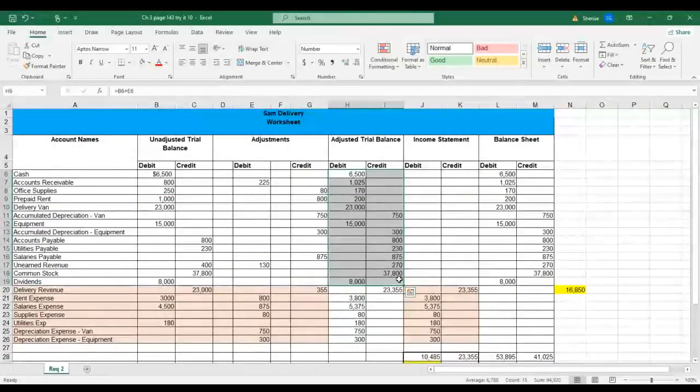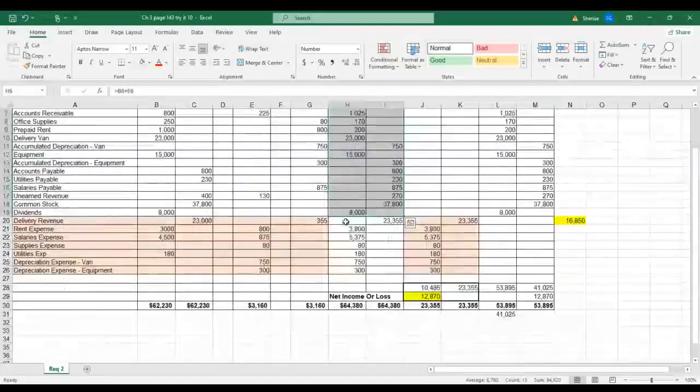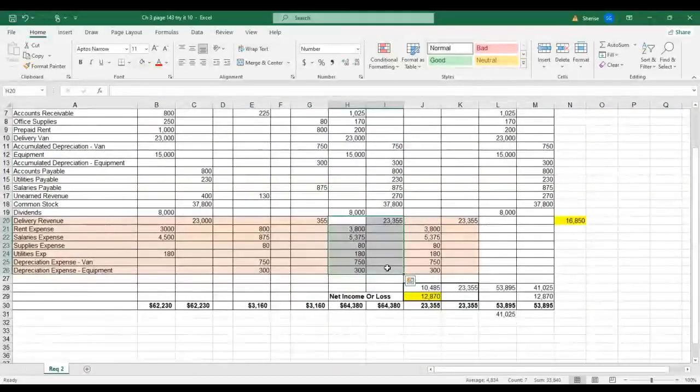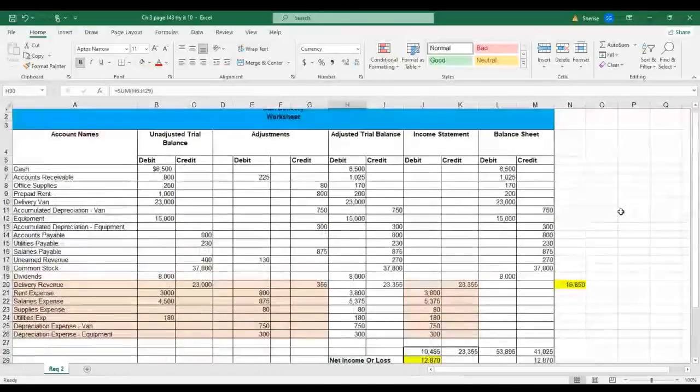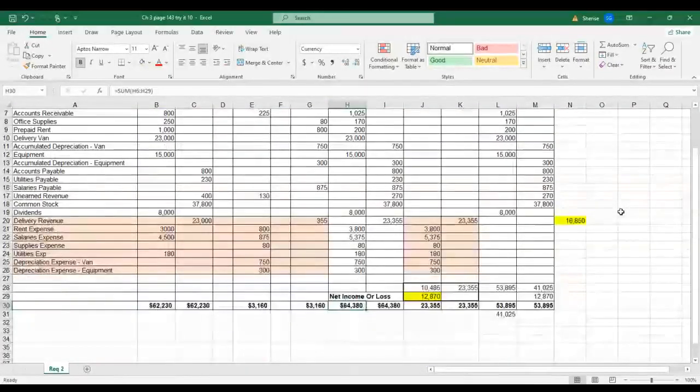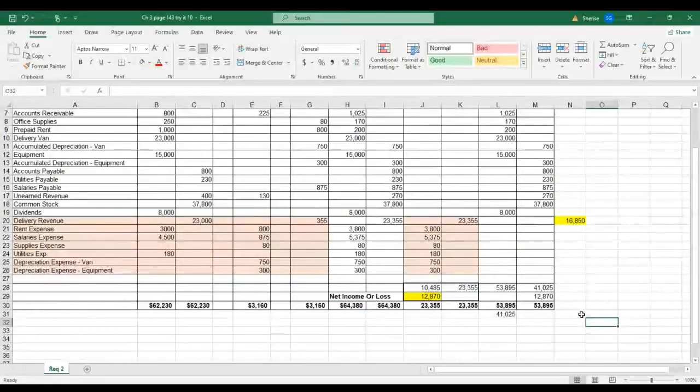Because all these are balance sheet accounts, and all of these are income statement accounts. So when you add the balance sheet plus the income statement, you get the adjusted trial balance. So that's how you would do that one.